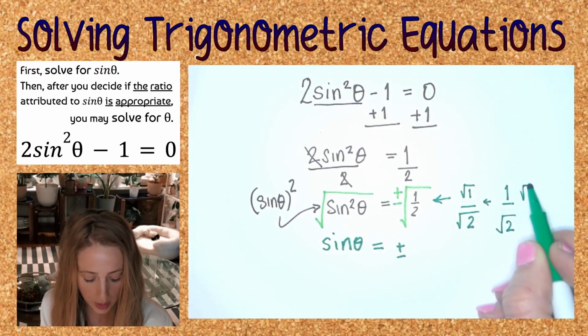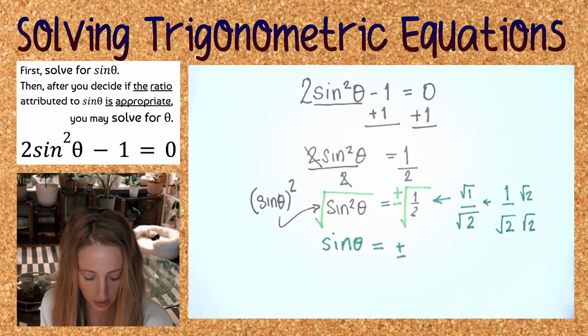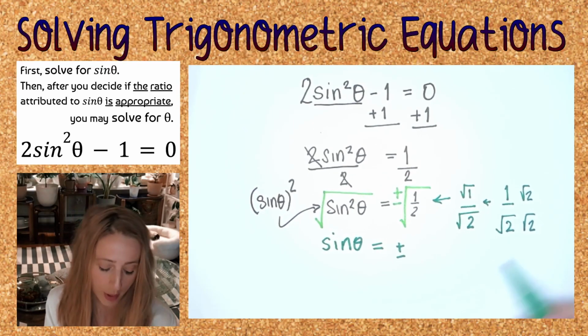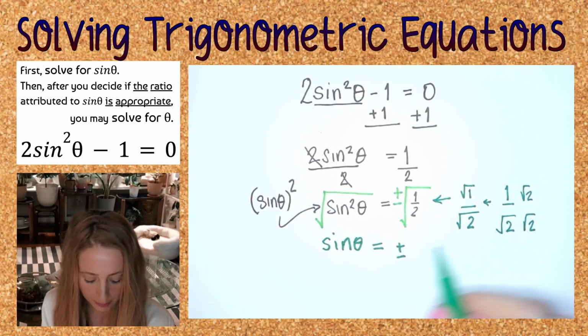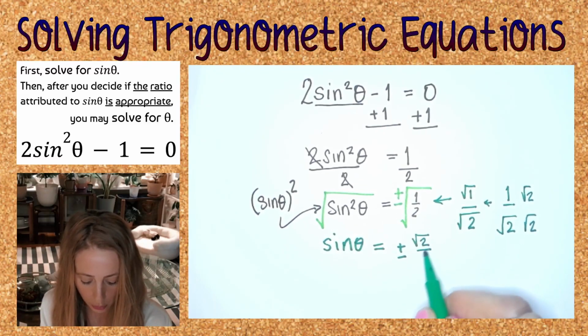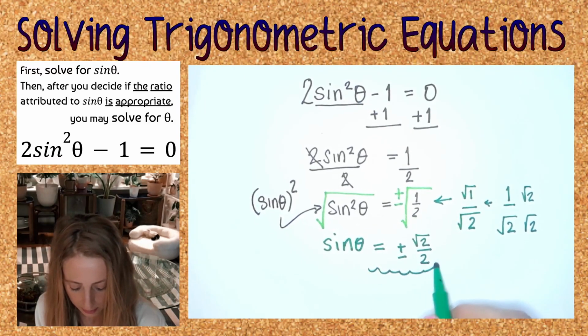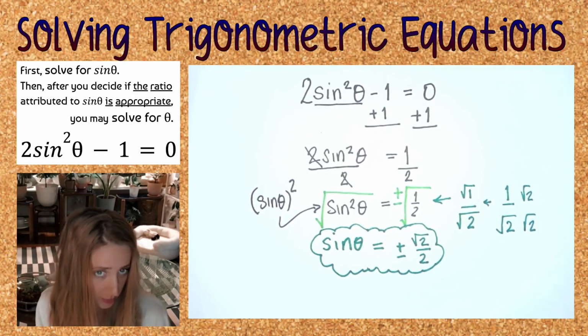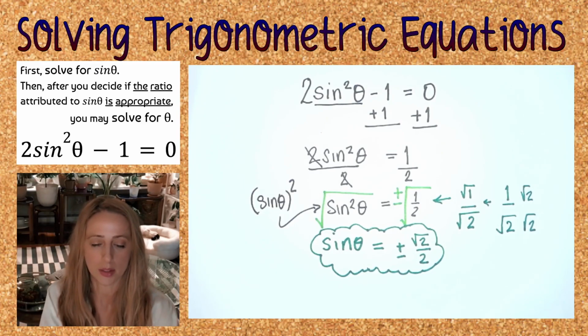What do we do next? We obviously rationalize our denominator because it's impossible to divide by an irrational number. And right here, what do we get? Root 2 over 2. Now, in stage 1, which is maybe where you are in class right now, you might be done up to there.